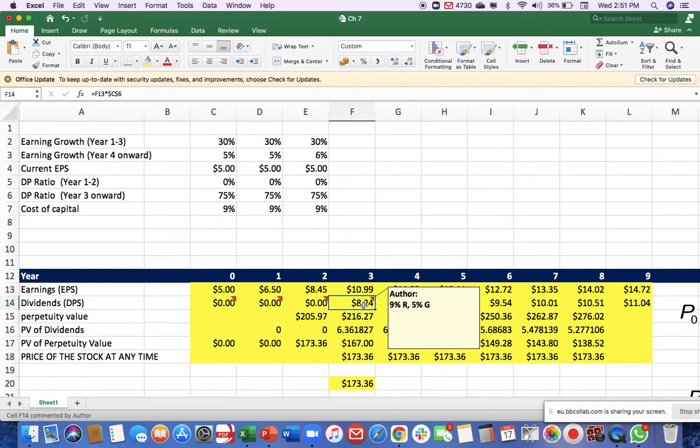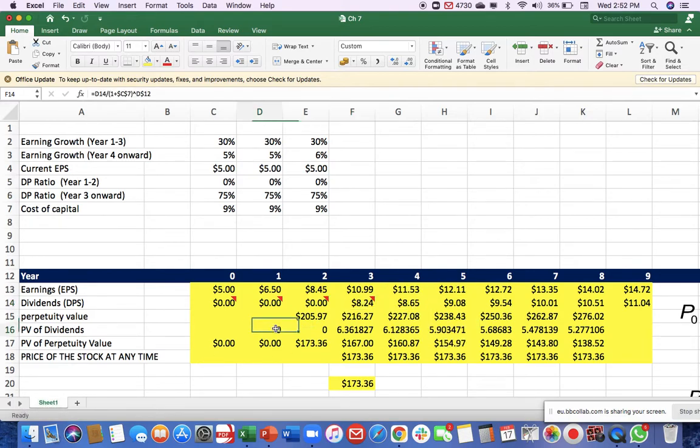Stock price is always the present value of future cash flows. Here you see the present value of the dividend of year 1 is 0, because we are paying 0 dividend in year 1. Present value of the dividend of year 2, again 0 dividend, so the present value will also be 0. Here also we are paying dividend 0, so the present value will be 0.